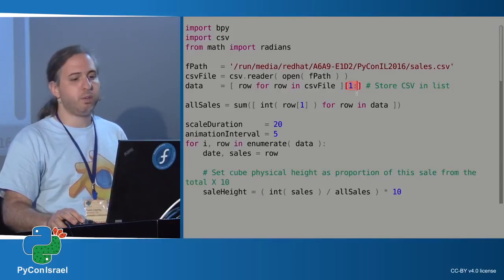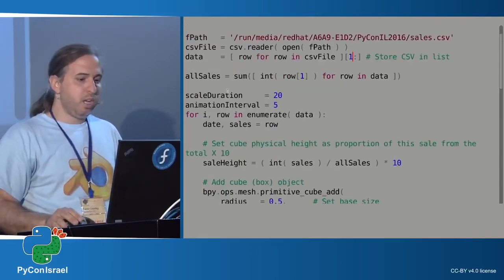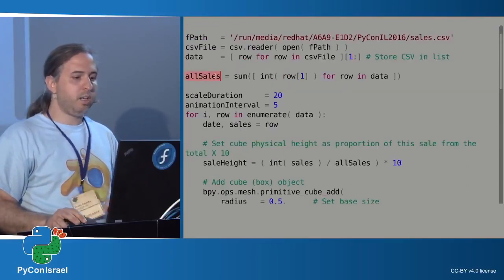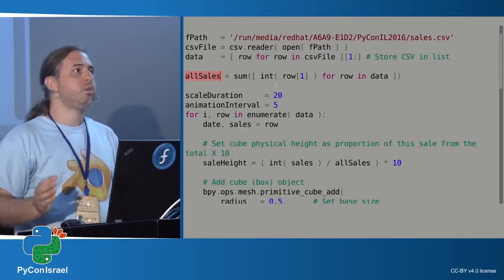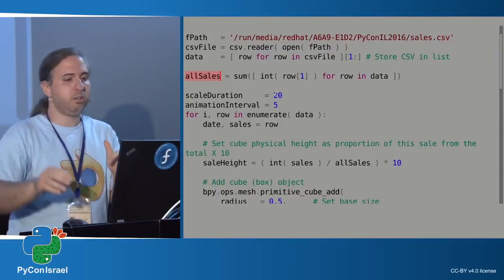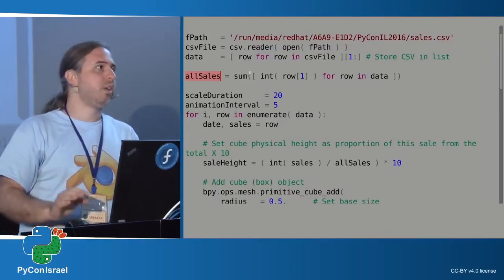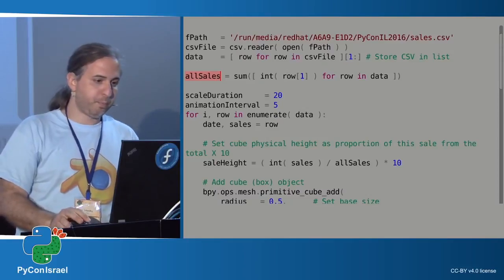OK, so this starts from 1. This is why the slicing here is performed, to just ignore the titles. And this little line here just summarizes the sales so that we can have a total count of the sales that we can then normalize our sales with accordingly.